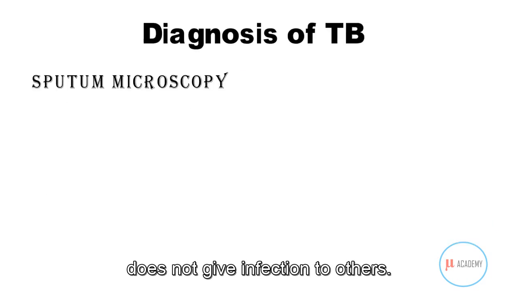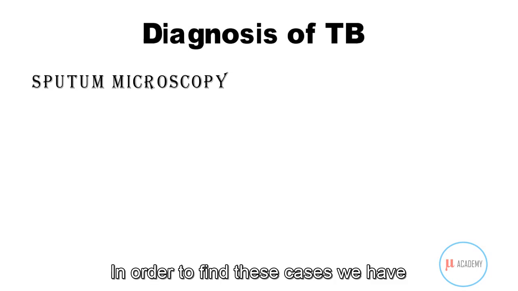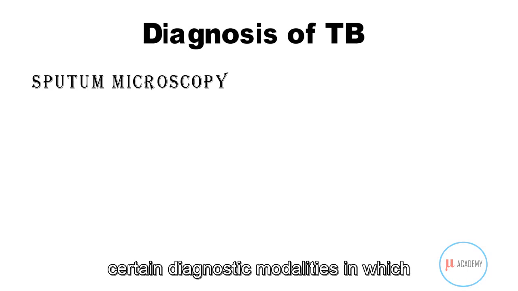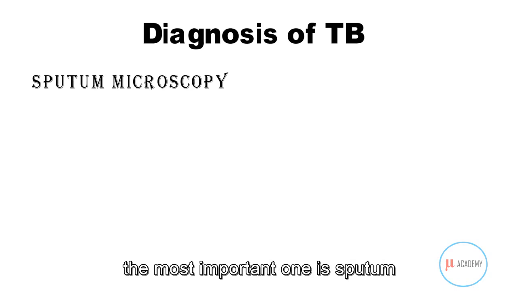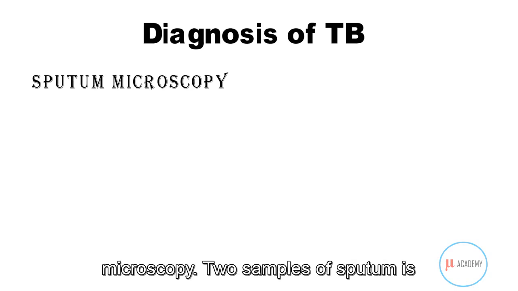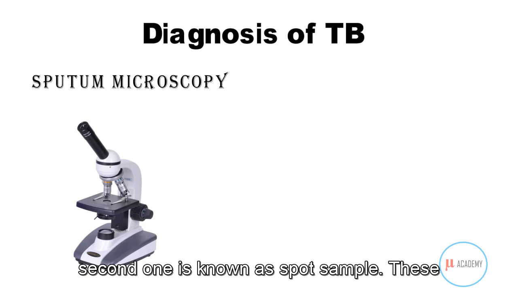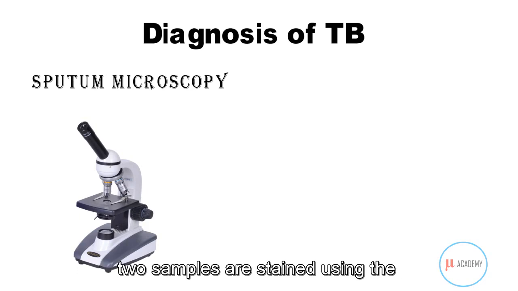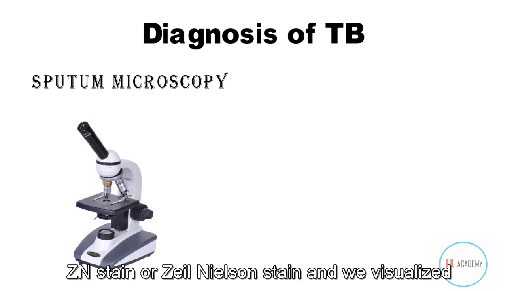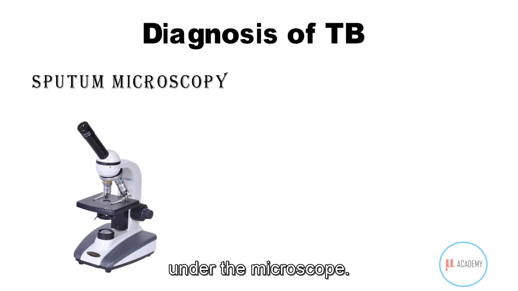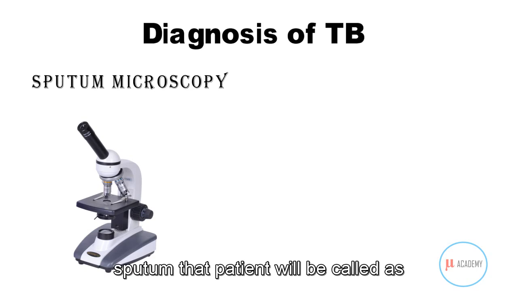In order to find these cases, we have certain diagnostic modalities, of which the most important one is sputum microscopy. Two samples of sputum are taken. One is known as the morning sample, the second one is known as the spot sample. These two samples are stained using Ziehl-Neelsen (ZN) stain and visualized under the microscope. If mycobacterium is present in the sputum, the patient will be called sputum positive pulmonary tuberculosis.